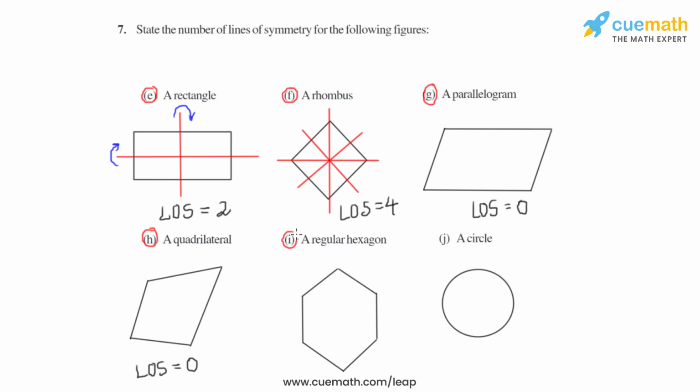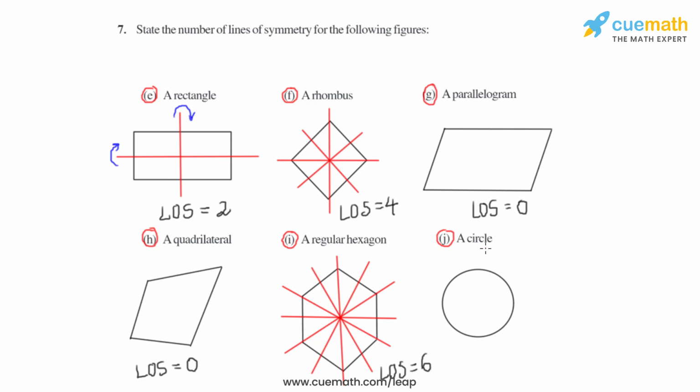Now, in the I part, we have a regular hexagon. Since it's a regular polygon with 6 sides, these are the axes of symmetry, or lines of symmetry. With 6 equal sides, there will be 6 lines of symmetry. 3 of them will pass through the 3 pairs of vertices, and 3 of them will pass through the midpoints of the pairs of opposite sides. So for a regular hexagon, the number of lines of symmetry is 6. That brings us to the last figure of this question, which is a circle.